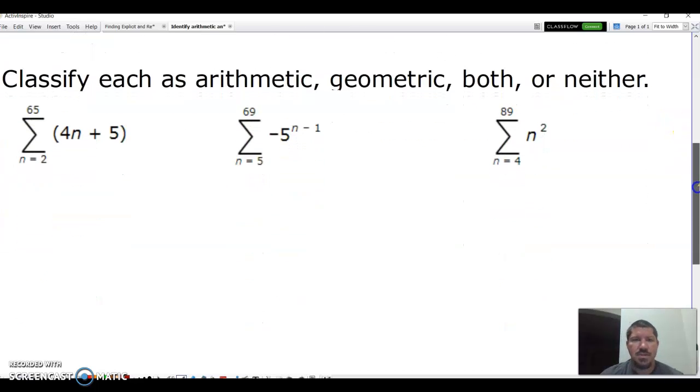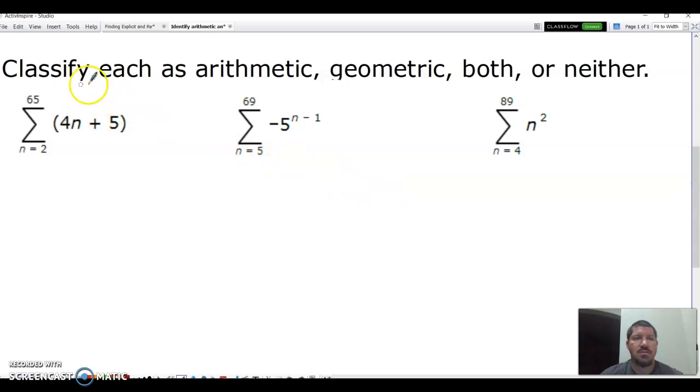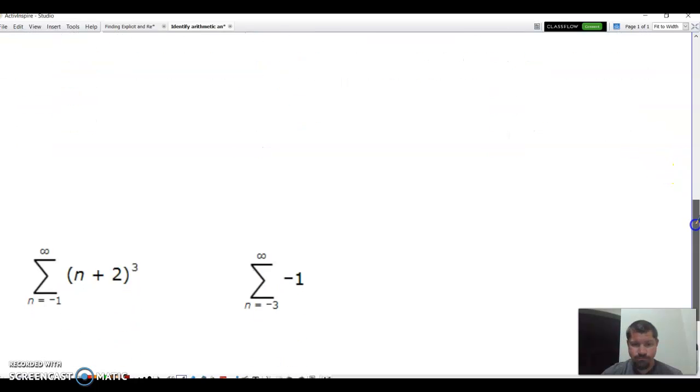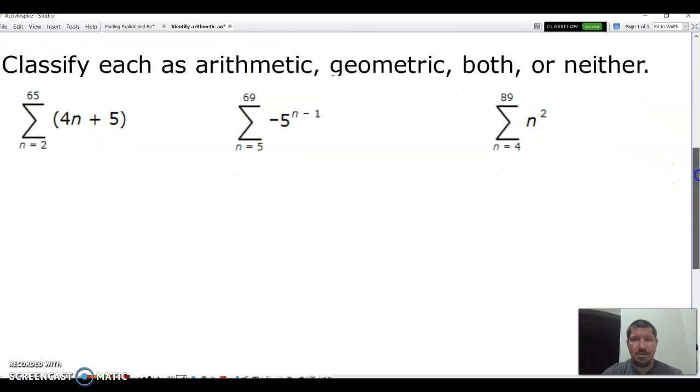Okay, so in the one for this, all you have to do is classify each as arithmetic, geometric, both, or neither. And I got a few of them here.